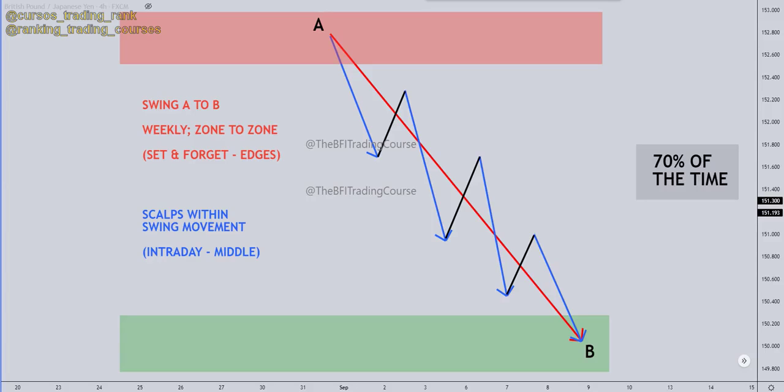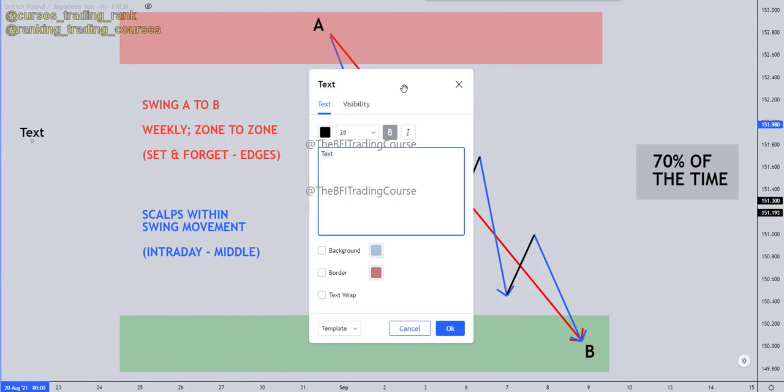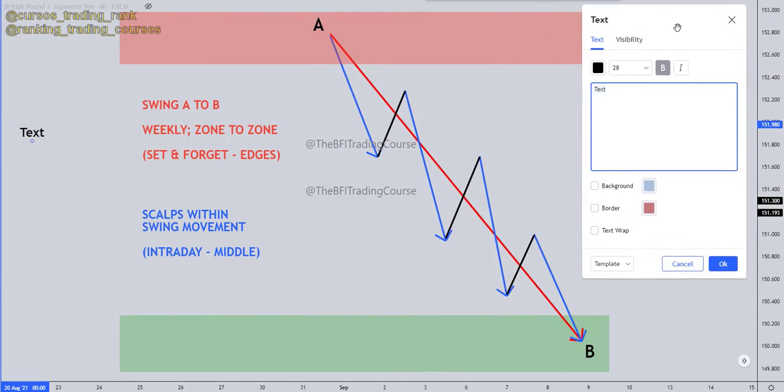Let's discuss swing systems and scalp systems. What does swing mean and what does scalp mean? Seems there's a lot of confusion out there, but let's make it a little bit simple. Scalping and swinging.